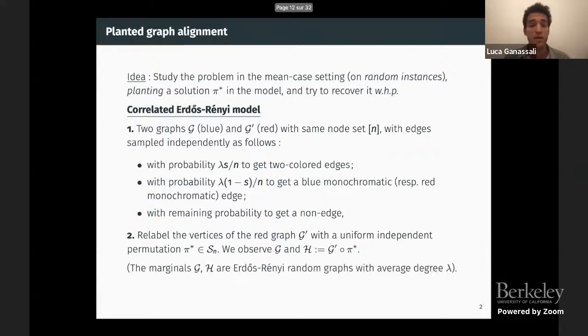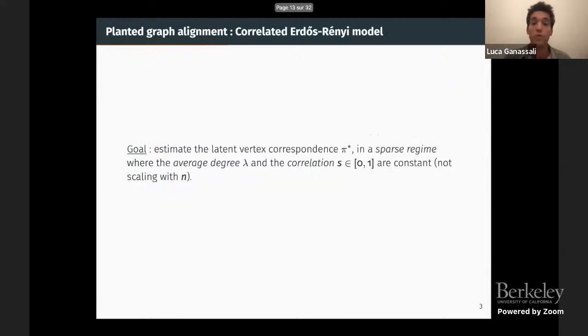Right, so lambda and s are two parameters. Lambda is the mean degree of both graphs, which have the same marginal distribution. And s is this correlation parameter. You can see that if s is 1, for instance, the graphs will be isomorphic. But in general, s is between 0 and 1. So the goal now is to estimate, we are in a Bayesian inference problem. We want to estimate the latent vertex correspondence pi star.